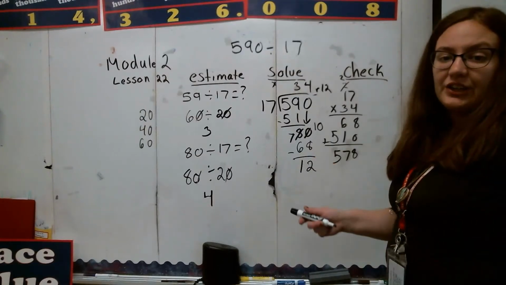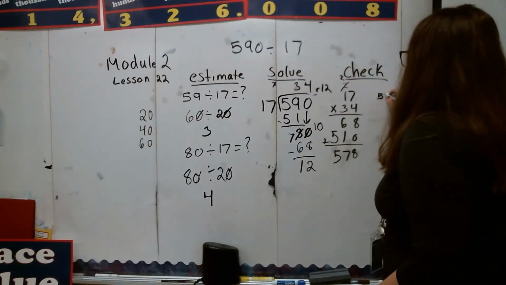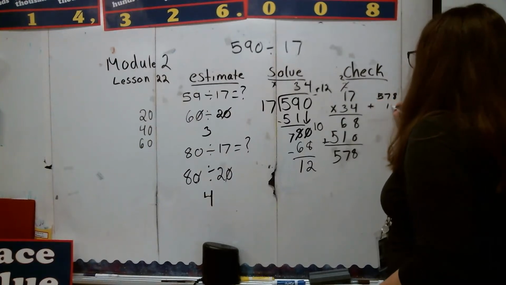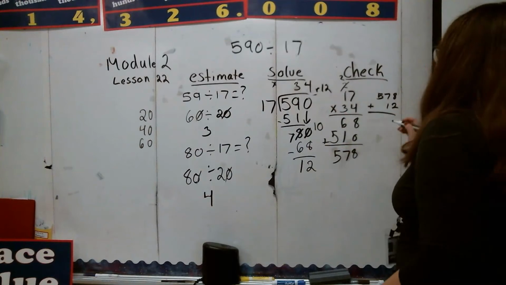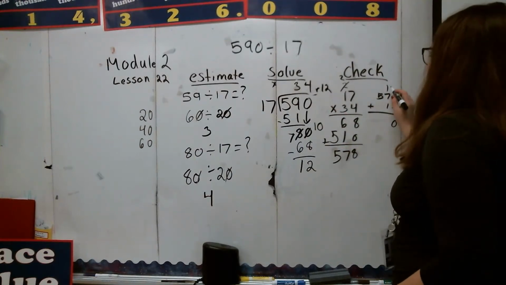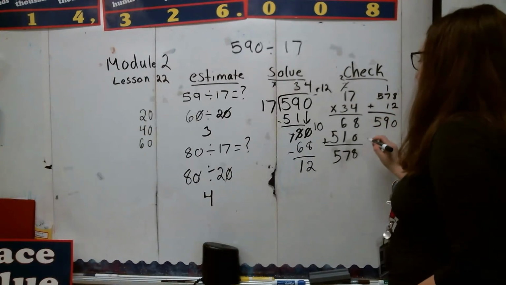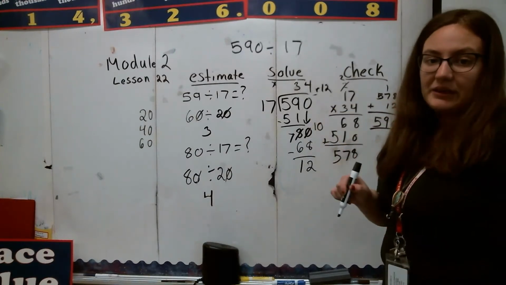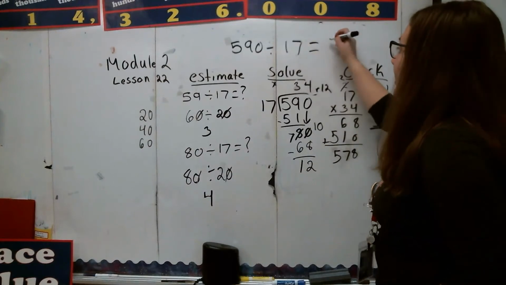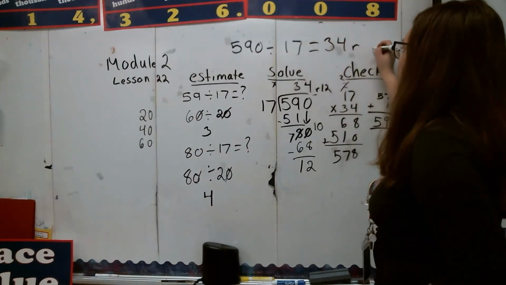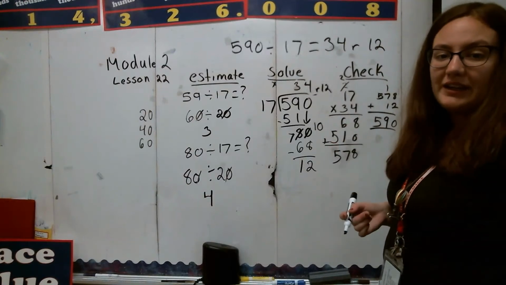Now before I continue, I need to add on my remainder, so I could just set up another standard algorithm just like this, and do 578 plus my remainder of 12. 8 plus 2 is 10. 1 plus 7 is 8, and 8 plus 1 is 9, and then 5 plus nothing is just 5. 590 is the same thing that I had for my dividend, so I know that I have the correct answer of 34, remainder 12.